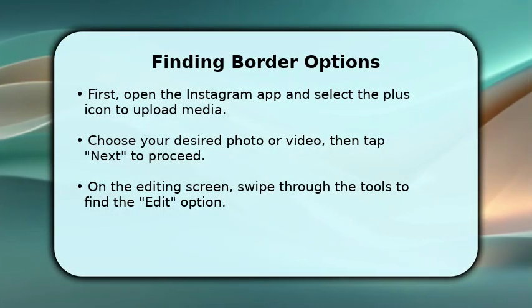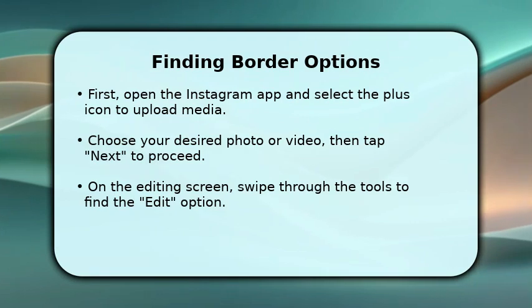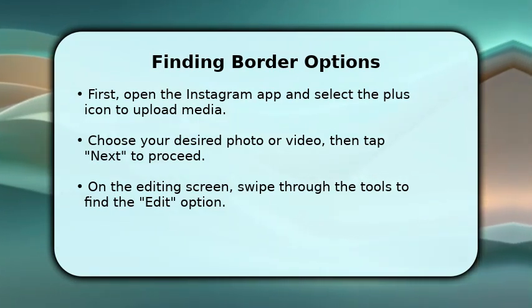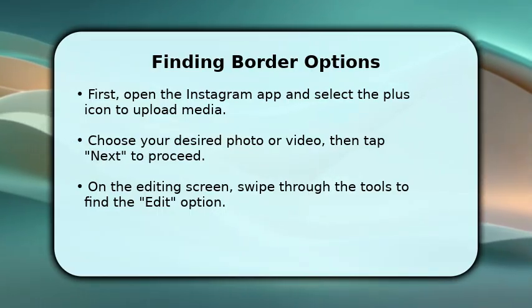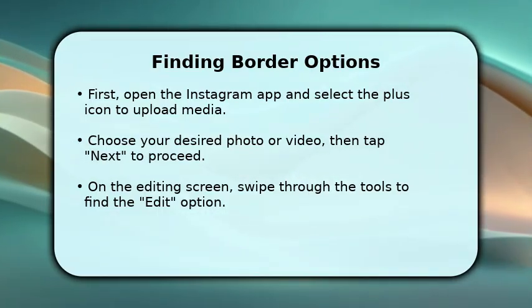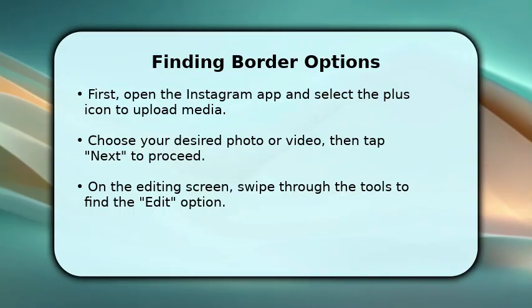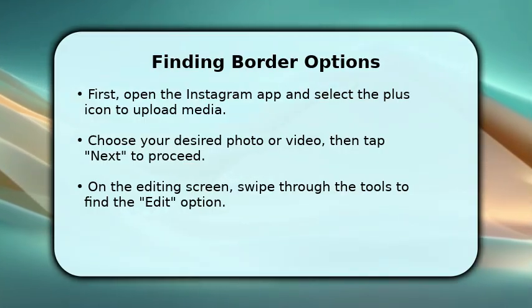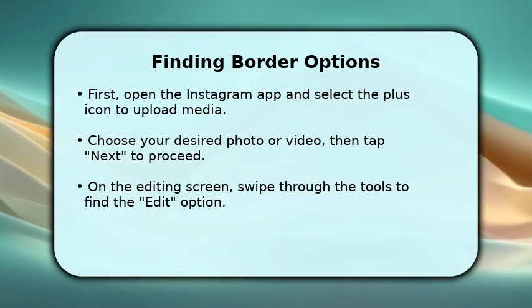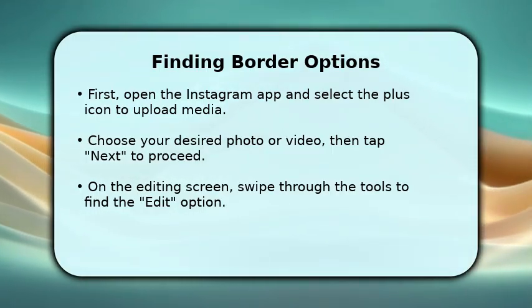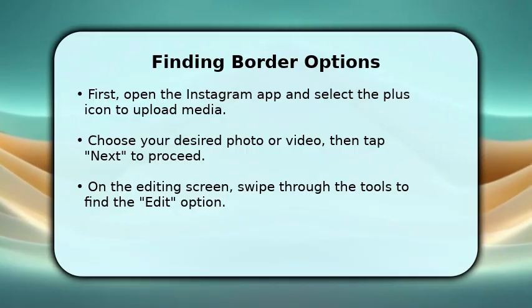To begin, launch the Instagram application and tap the plus icon at the bottom to start a new post. Select the photo you wish to enhance from your gallery, then tap Next. You'll then be presented with various filters and editing tools. Look for the Edit option, which will open up a more detailed set of adjustments for your image.